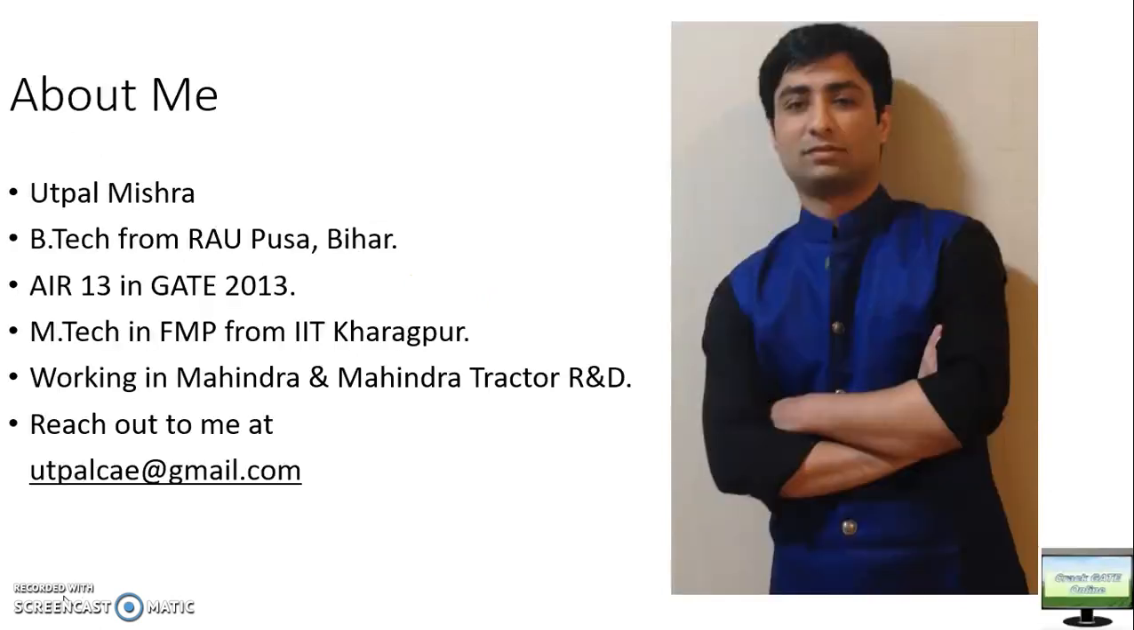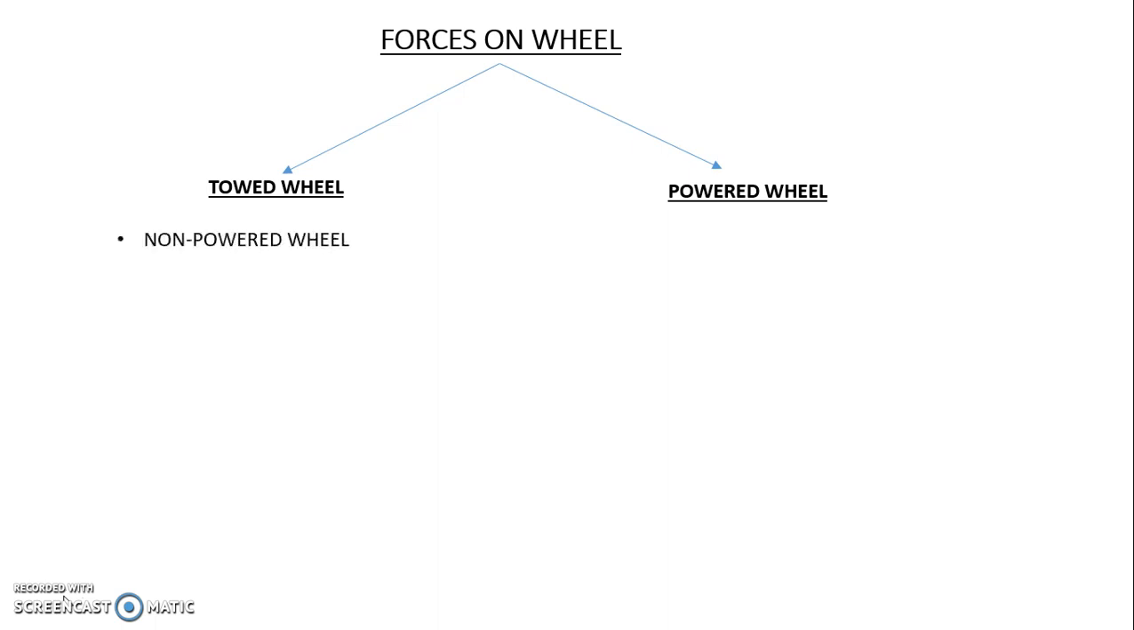So next I will start discussing what are the forces which will come on the wheel. On the basis of forces coming on the wheel and torque coming on the wheel, we can categorize into two types. One is your towed wheel and the other one is your powered wheel. A towed wheel will be a wheel which is non-powered.